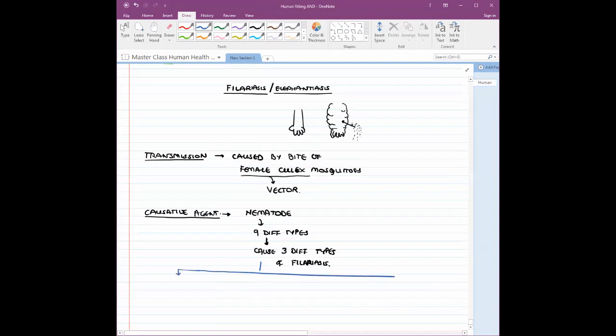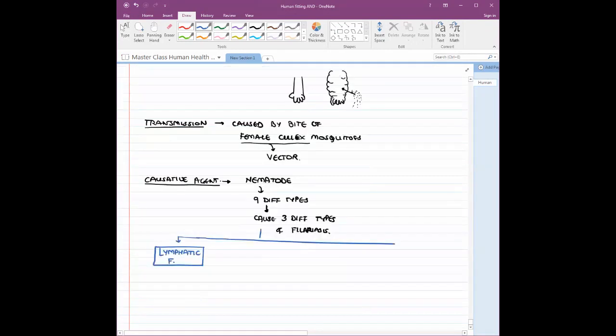Okay. So first thing, guys, we have lymphatic filariasis. This is the one that we are actually looking for, what we are going to be studying. So we have lymphatic, FF is for filariasis, guys. In lymphatic filariasis the entire lymph system is going to be blocked.